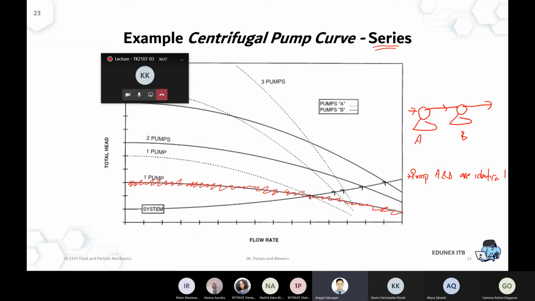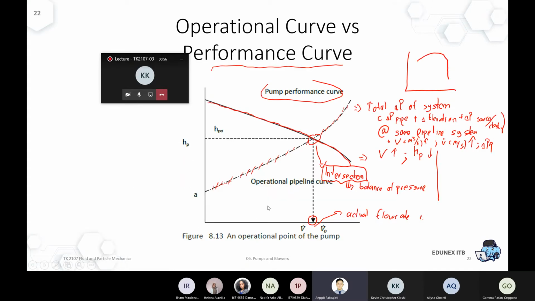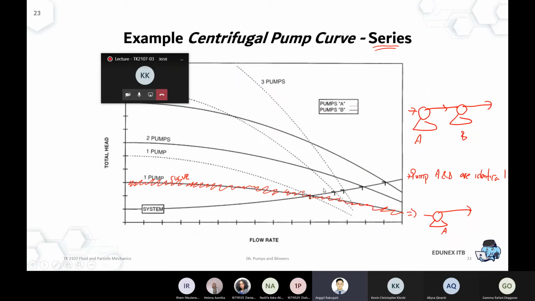That means that only refers to the case where you have one type of pump A, identical with the previous case. It will give you this performance in the performance curve. And then you look, so this is the pump curve. And then look at the system. This is what we said in the previous slide as the operational pipeline curve.